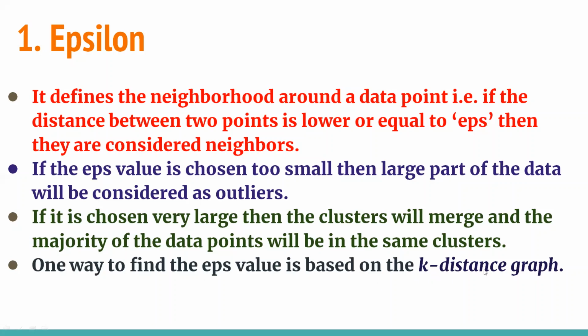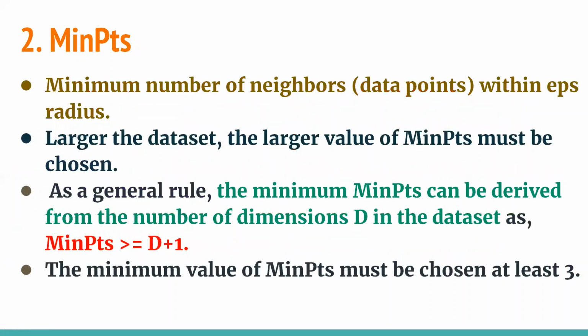After finding the epsilon value, you move on to min points. You know the value of epsilon, which means you know the radius, right? Now, within that particular radius, how many neighboring elements do you want to consider? That number of neighbors is called min points.